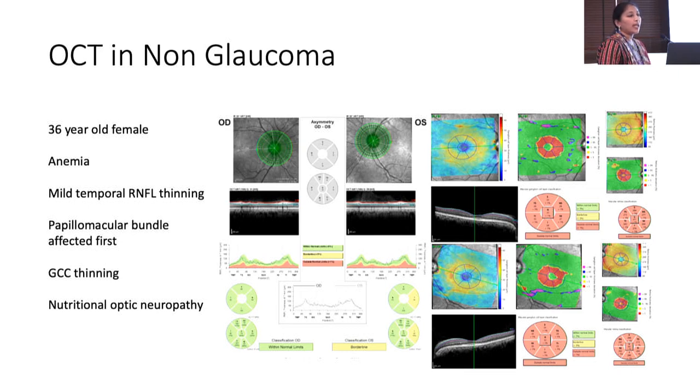So this is a case of a 36-year-old female who had, at presentation itself, anemia. On examination, she had temporal pallor. So the OCT revealed a temporal RNFL thinning, but you can see the GCC in both eyes showed significant thinning. So this is a case of a nutritional optic neuropathy.